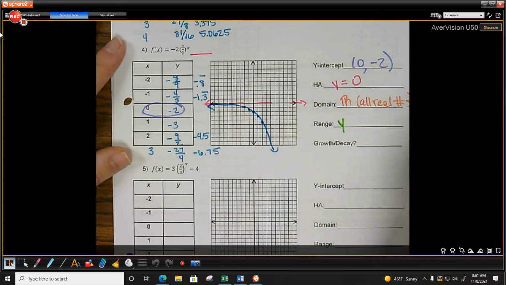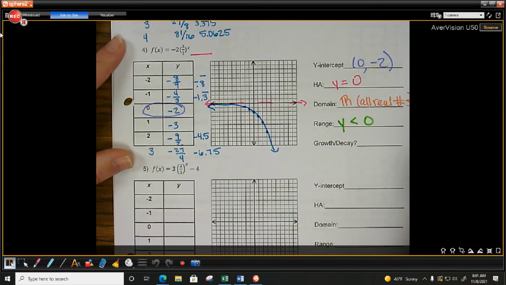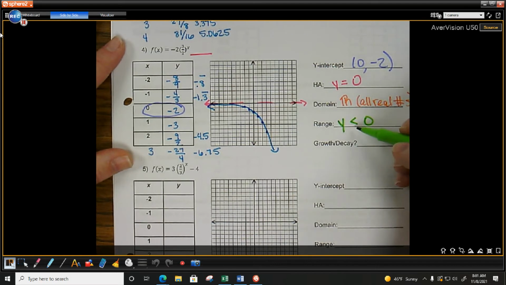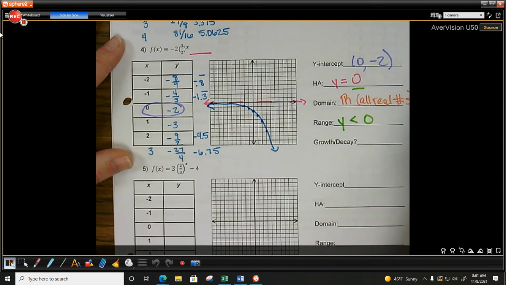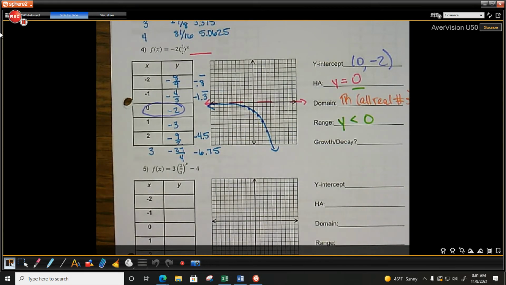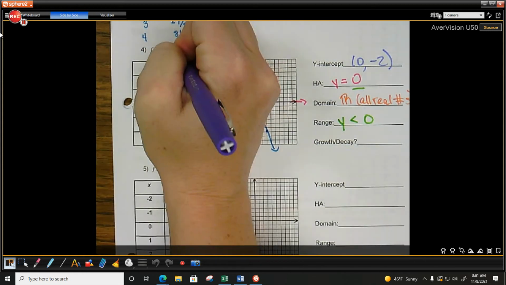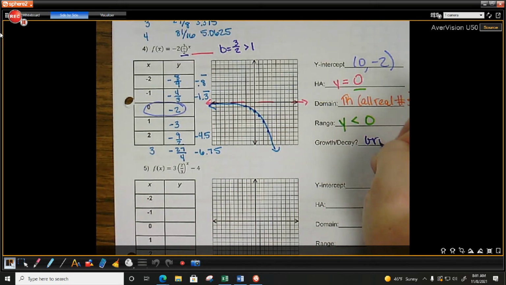And again, when we're doing our range for our exponential functions, we're never going to put an equal to because you can't equal the horizontal asymptote. You're never going to equal the horizontal asymptote. Yes, ma'am? Because remember, the horizontal asymptote is a boundary line that we do not meet. You get infinitely close, but you're never going to touch it. Okay? We good? Is this a growth or a decay? Because again, my b is 3/2, which is greater than 1. So this is a growth. Good?